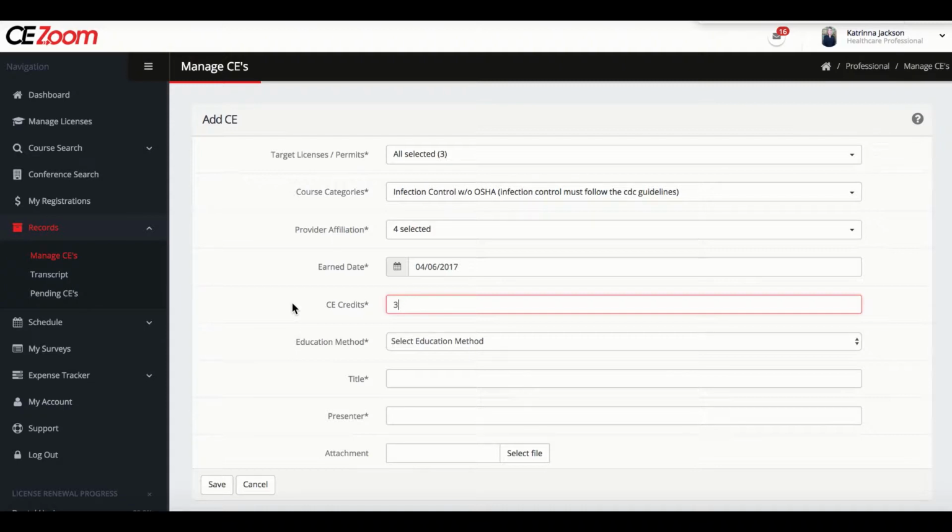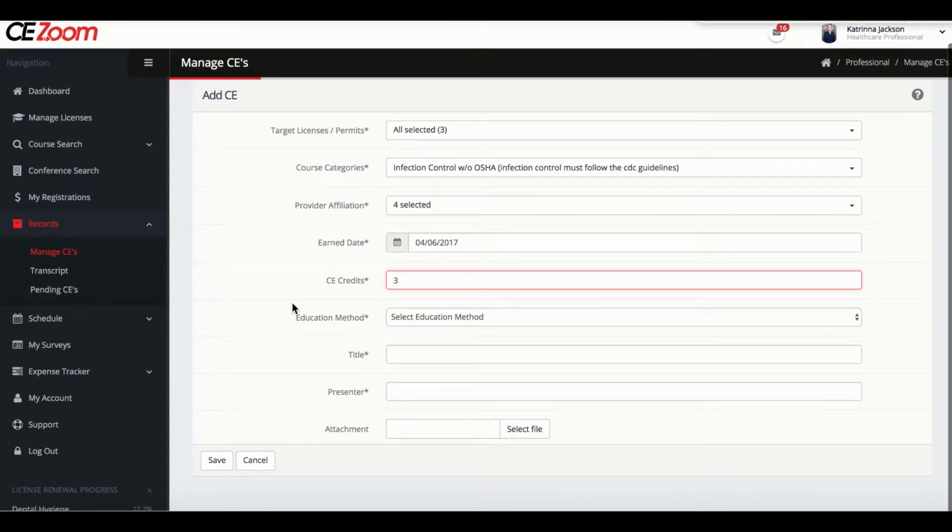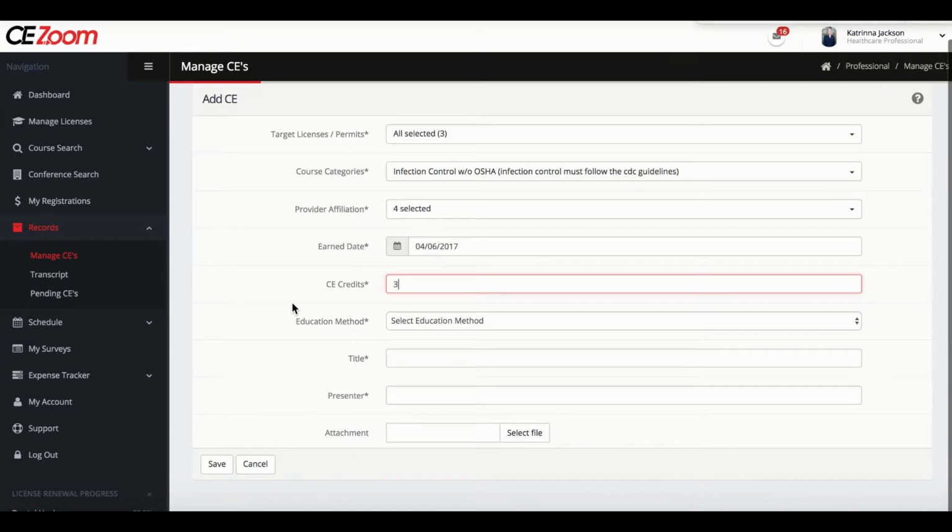Many states have a daily limitation of 8 CE credits allowed per day. So if you make a single entry for your multi-day course, any CE you inputted over the 8 earned could be disregarded and not counted towards your renewal requirements. For my first course of infection control, I earned 3 credit hours.